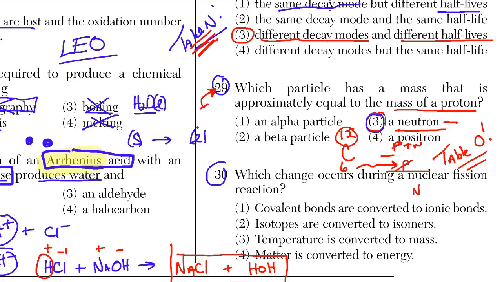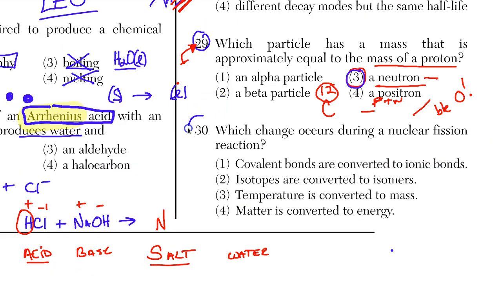Okay, number 30. Which change occurs during a nuclear fission reaction? Now, look where we are in the test. It seems that when we go from 1 to 30 in the test, and this, of course, is the Part A section, we go through all the units of the test here. So we go from atomic structure from one all the way to nuclear chemistry.